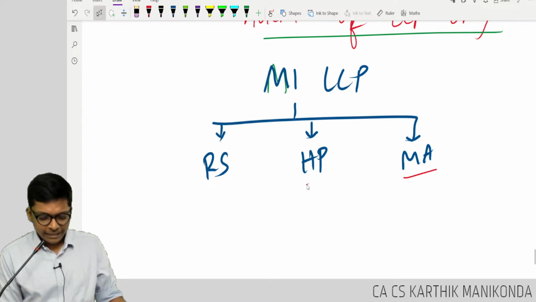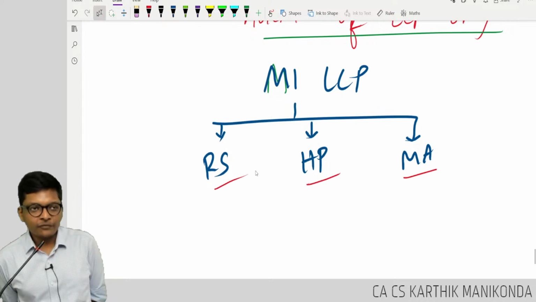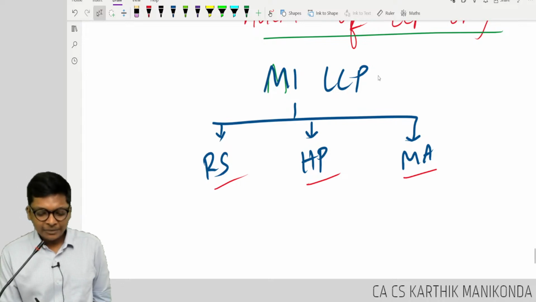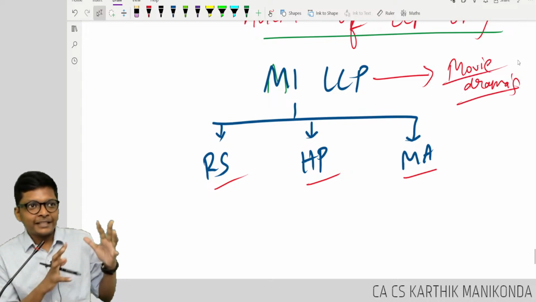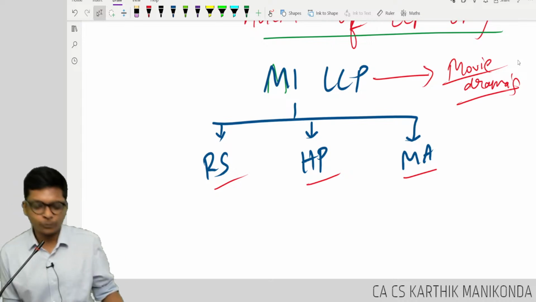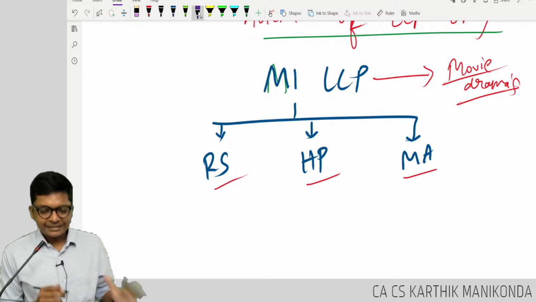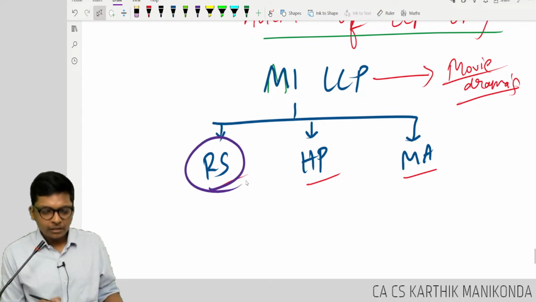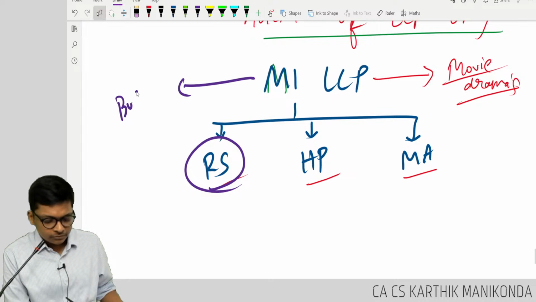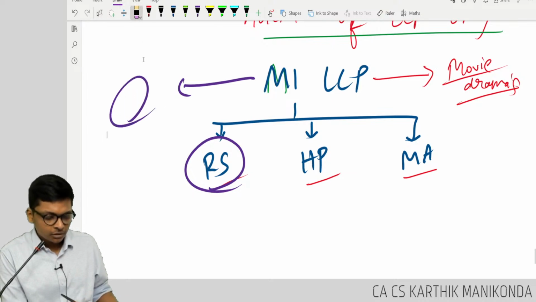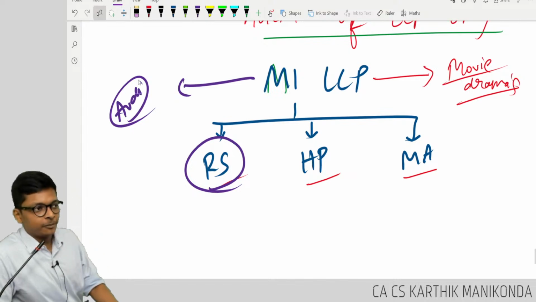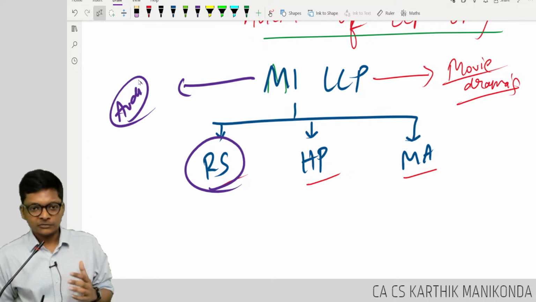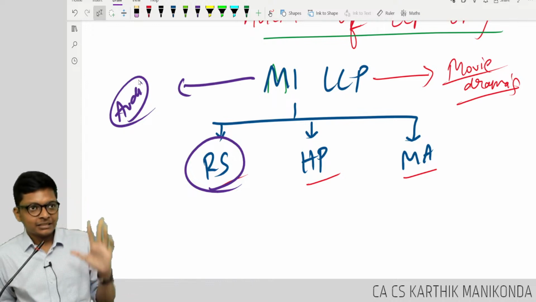Mukesh Ambani, Hardik Pandya and Rohit Sharma are the three partners of Mumbai Indians LLP. They are in the business of movie dramas, where they shoot movies, scripted, unscripted movies, all of that. Now, let's say Mumbai Indians LLP has an Audi car which is used for business purpose. Answer the example with common sense, guys, then I will give you notes.